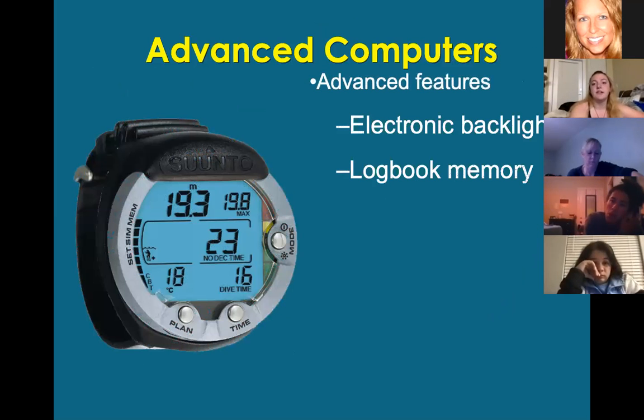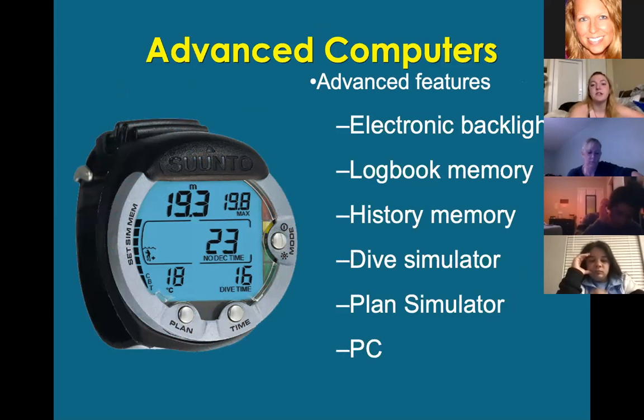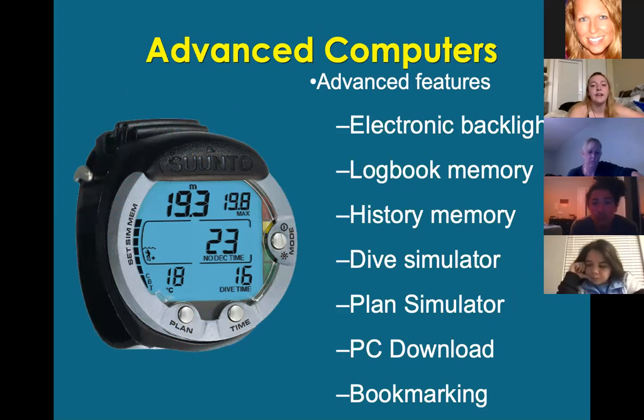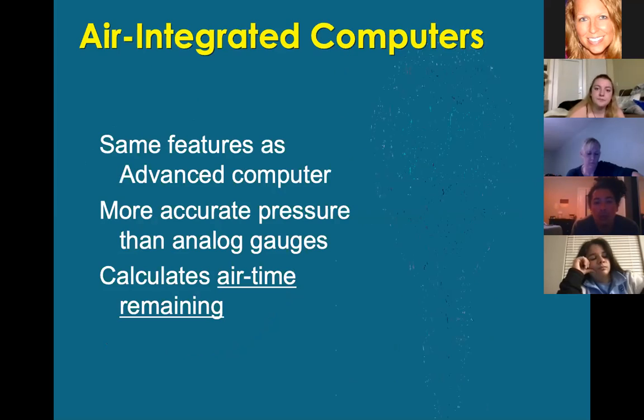And then there's advanced computers. So advanced features, usually they have backlight, they have a larger logbook memory, and a history memory. So you can go back more than just 2 dives or your last dive. They have a dive simulator, so it'll tell you a simulated dive plan, and then a plan simulator, kind of the same thing. And also some of them you can download the information onto your computer. It'll store it long enough for you to download it, and then you can bookmark things.